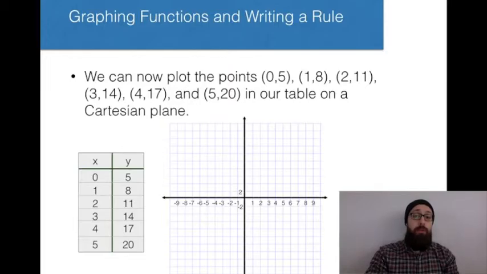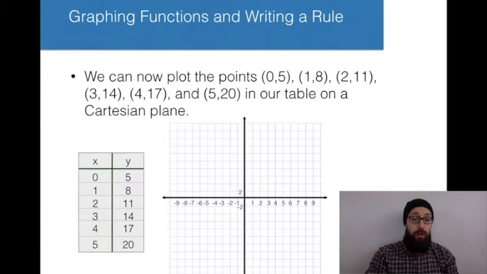So now we can plot the points 0, 5, 1, 8, 2, 11, 3, 14, 4, 17, and 5, 20 in our table on a Cartesian plane. So if we look at our table, those points that we have in the x column line up with the x-axis on our Cartesian plane, and the points we have in the y column line up with our y-axis in a Cartesian plane. So really now all we have to do is plot our points.